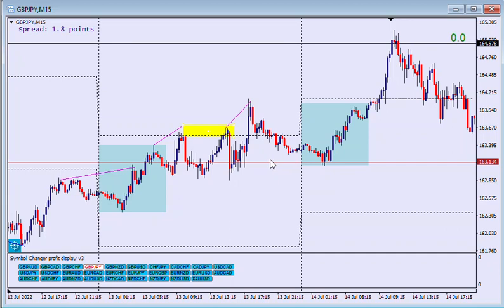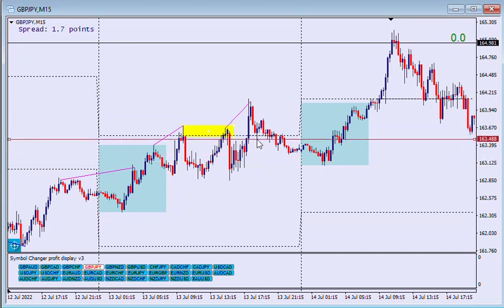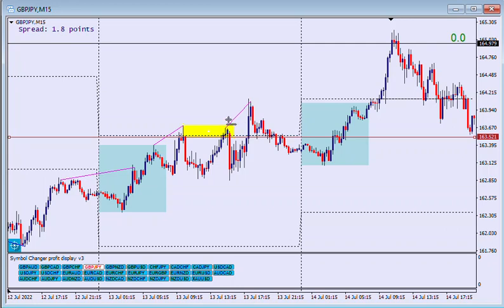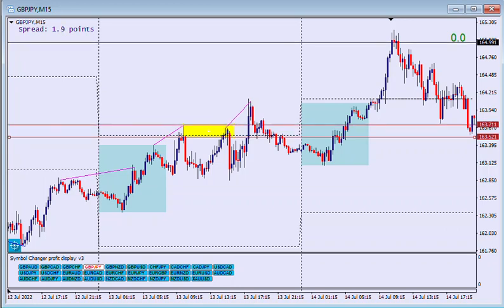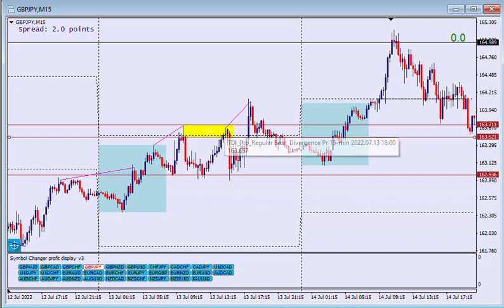So our entry is going to be here. Our stop loss is going to be here. Our target is going to be this swing low before price went up for the retest.